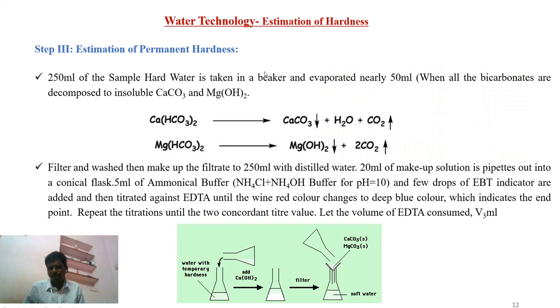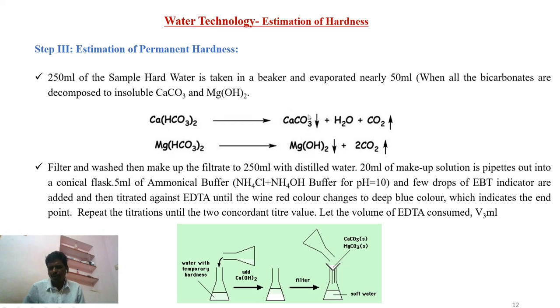Next one is estimation of permanent hardness. To find out the permanent hardness, we have to remove the temporary hardness. So to remove the temporary hardness, we have to take 250 ml of sample hard water in a flask. Then we have to heat it. We have to reduce that volume from 250 to 50 ml, boiling until then. While boiling, calcium bicarbonates are converted into carbonates, and magnesium bicarbonates are converted into magnesium hydroxides, and these salts are water insoluble, and they will start to deposit at the bottom of the flask.